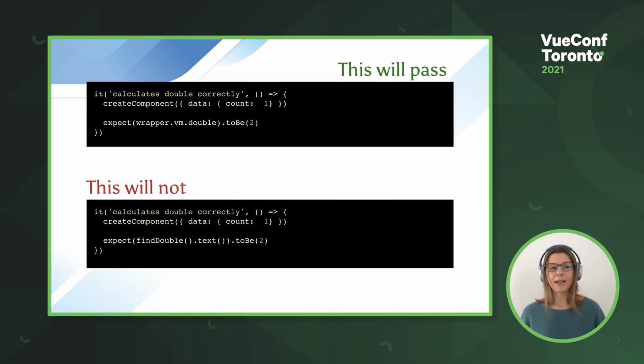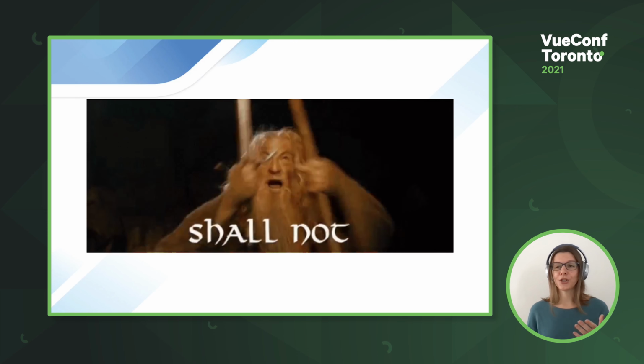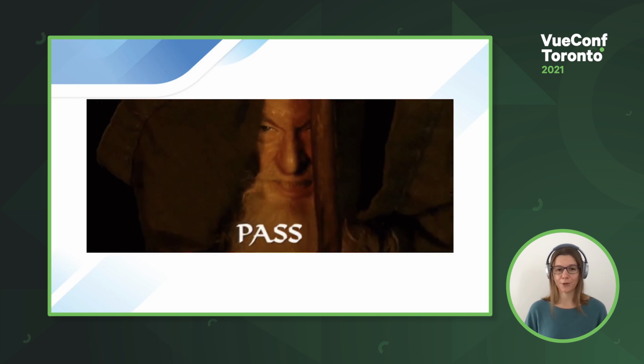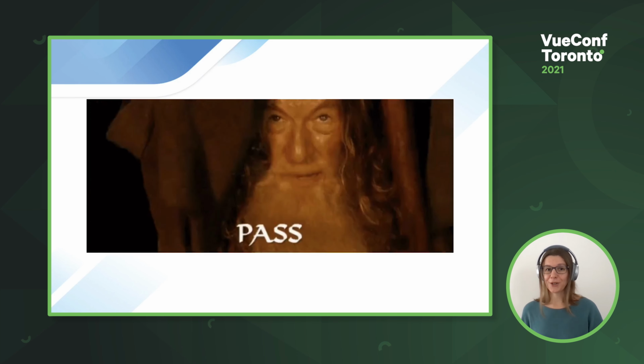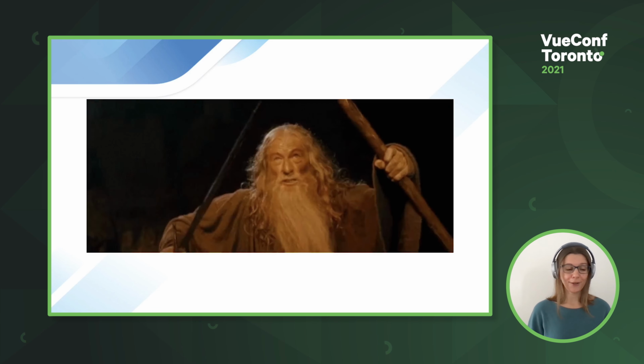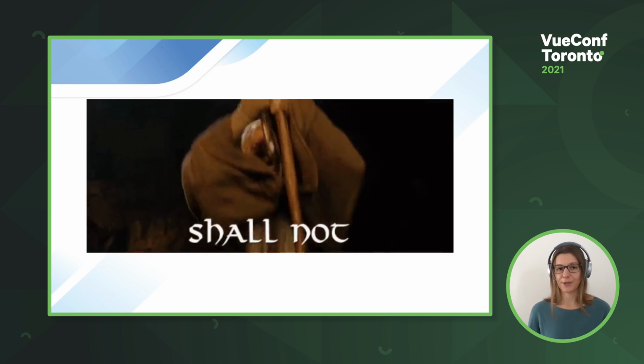And if I check wrapper.vm.double to be 2, the test will pass, because the computed property does its calculation. But if I check a rendered template expecting the text to be 2, it will fail. And it should fail. It shall not pass in this particular case because my component is operating in a wrong way. It shows us the wrong value, and the unit test should be red in this particular case.